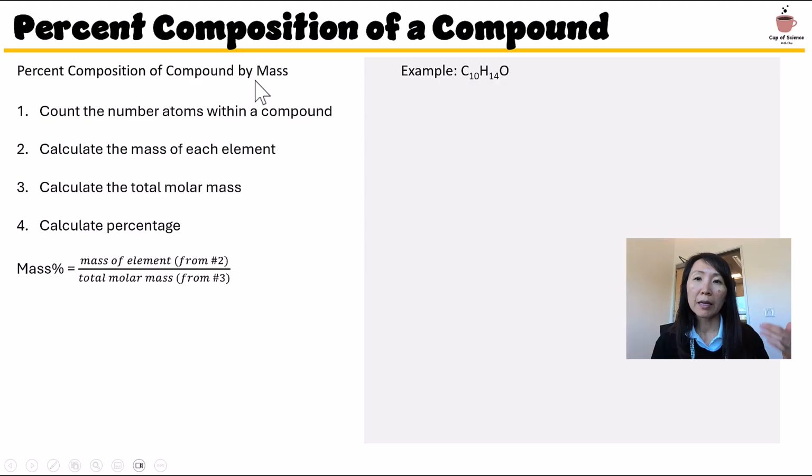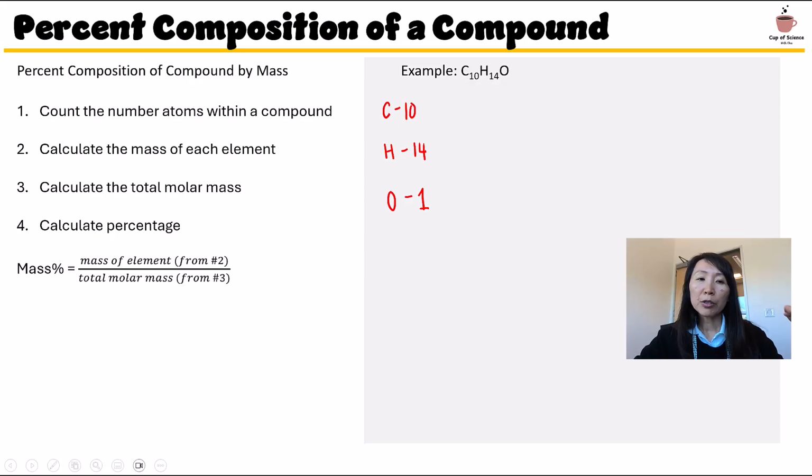So here's an example on the right, and we're going to find the percent composition of the compound by mass. Here are the steps to follow. Number one, count the number of atoms within a compound. So we're going to count how many carbons there are. There are 10. Pretty easy. Now hydrogen: there's 14. And for oxygen, there's just 1.